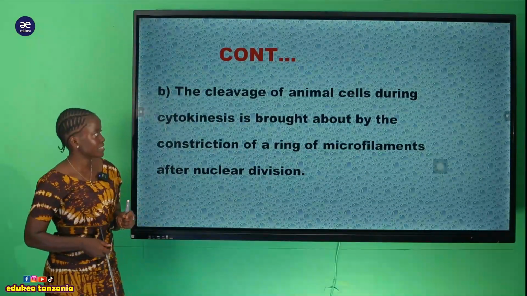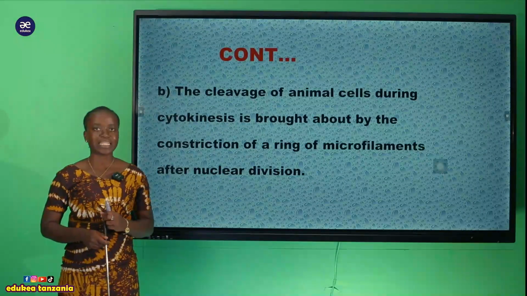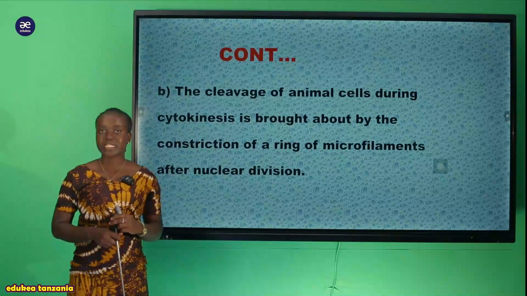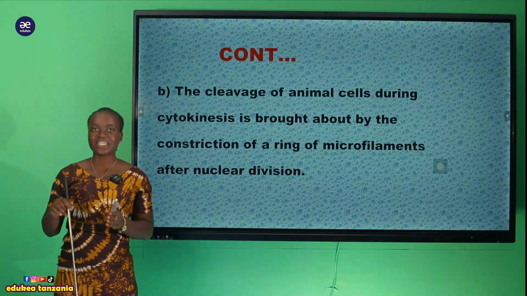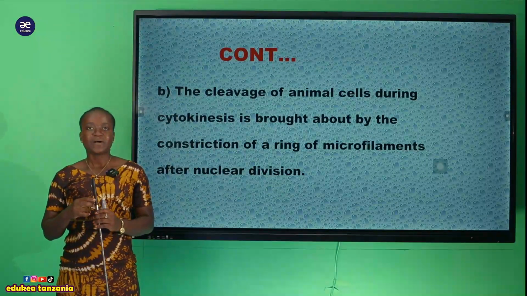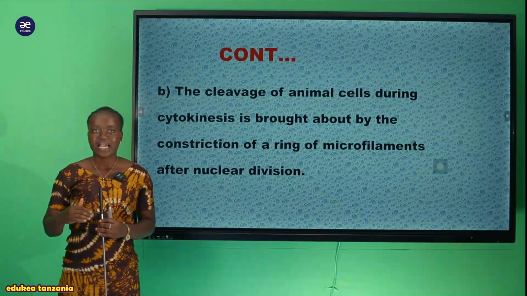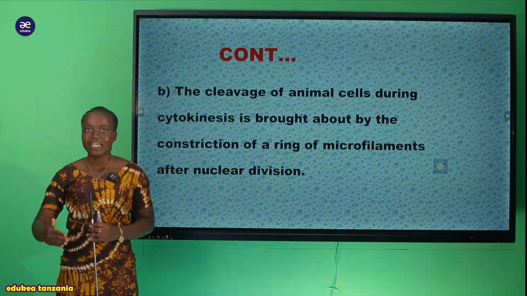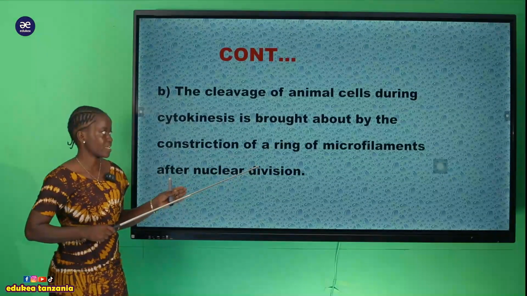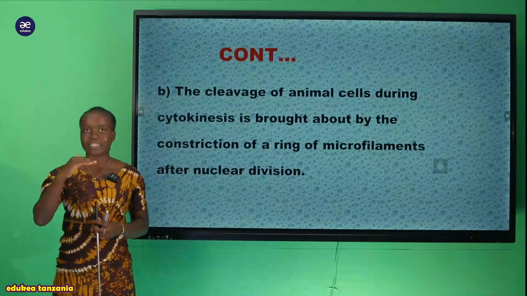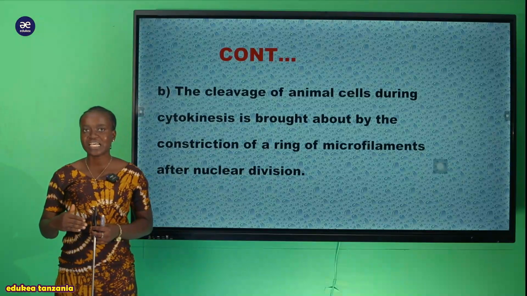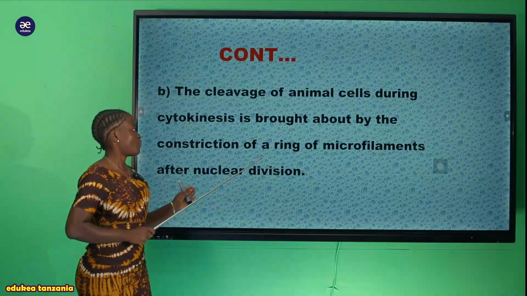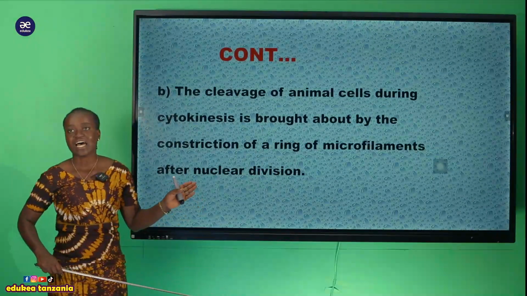This microfilament, we have said that in a plant cell it helps in the cleavage, that is the cytokinesis. For instance, in the process of mitosis, the last stage after telophase, that is where the constriction of a cell occurs. Now the division in order to form a new daughter cell, that is the process we call cytokinesis. So that constriction that is occurring before the formation of a new cell, we say that it is due to the presence or the constriction of a ring of microfilament after nuclear division.